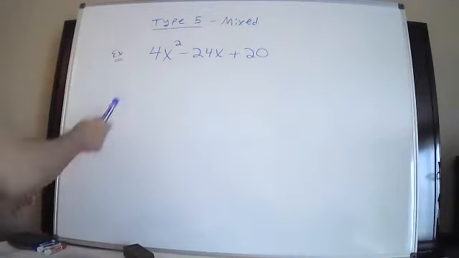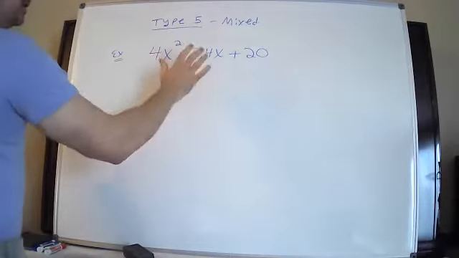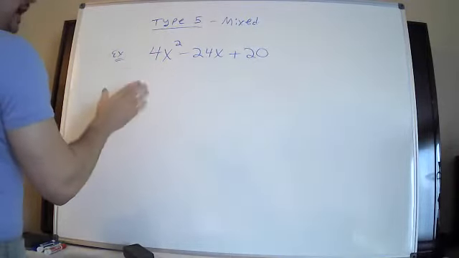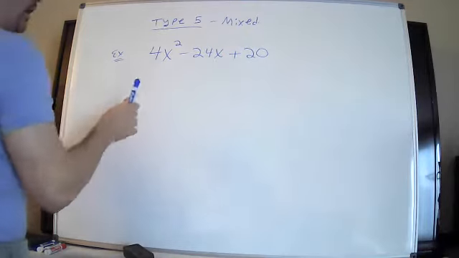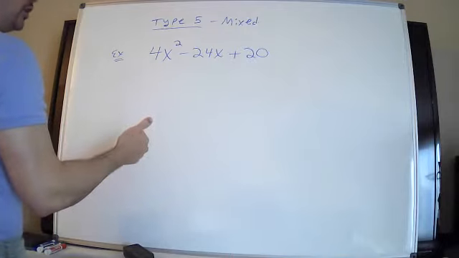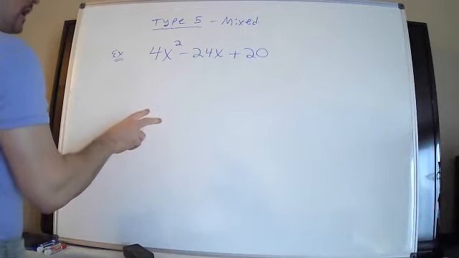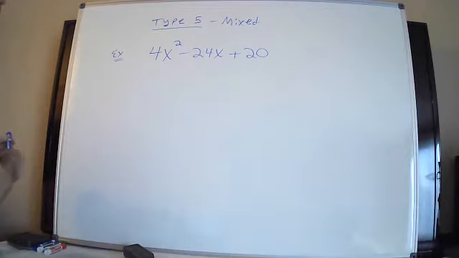All right, so type 5 of factoring is called mixed. You have a polynomial that is a combination of type 1, which is GCF, greatest common factor, and one of the other types, type 2, type 3, type 4. Type 2 were trinomials with a 1 in front. Type 3 was difference of perfect squares, and type 4 was perfect squares.